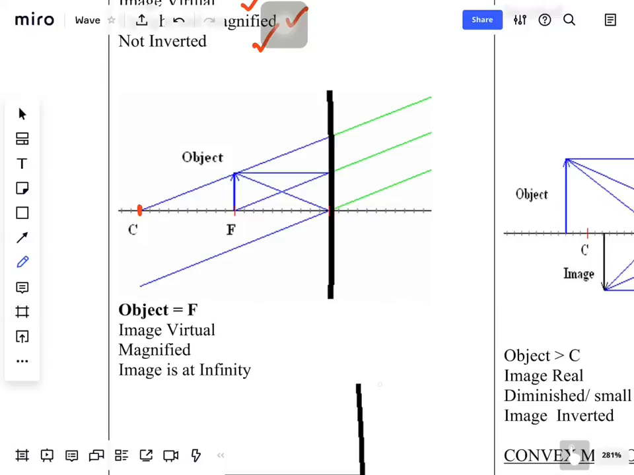It depends on how the mirrors are built, how they are formed, so the focal point may change. Some will have a shorter focal point, some will have a longer focal point. So it depends on the shape of the mirror. So let's say you place the object over here. The image produced from the object is virtual, magnified, and the image is at infinity. What I mean by infinity is that the image will be formed at infinity. That means it will not be able to form on the screen because it's a virtual image, all right? And normally the image is larger.